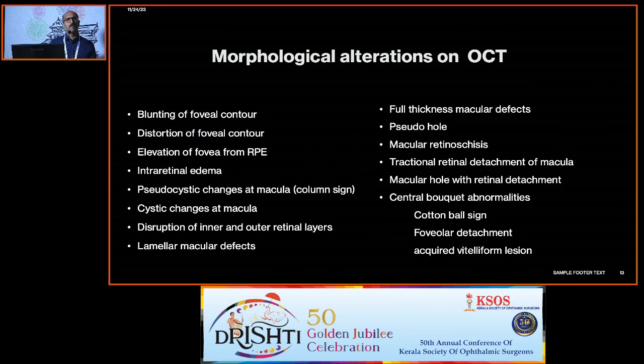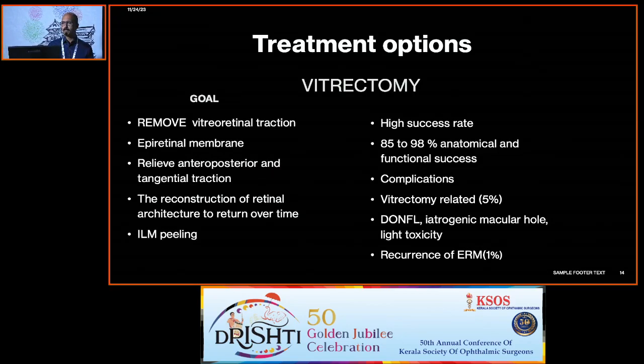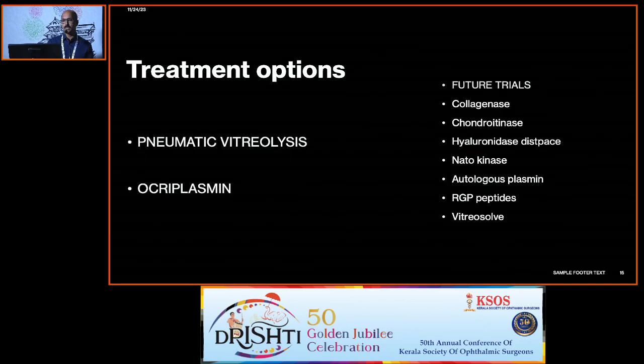There are umpteen morphological alterations seen on OCT as described in the literature. Some of them are very valid, some of them not so valid. Treatment: vitrectomy is the treatment of choice with 85 to 98% anatomical and functional success reported in the literature. Other treatment options include pneumatic vitreolysis and ocriplasmin. In the recent past, there has been a decline in the use of ocriplasmin, especially abroad. In India, we have not got it so far, but there was a decline. That's because of the toxicity of the drug as well as the suboptimal response following the treatment. So by and large, vitrectomy is the treatment for these disorders.